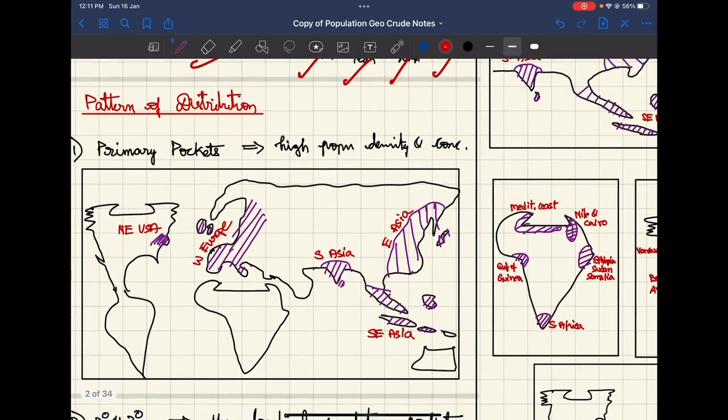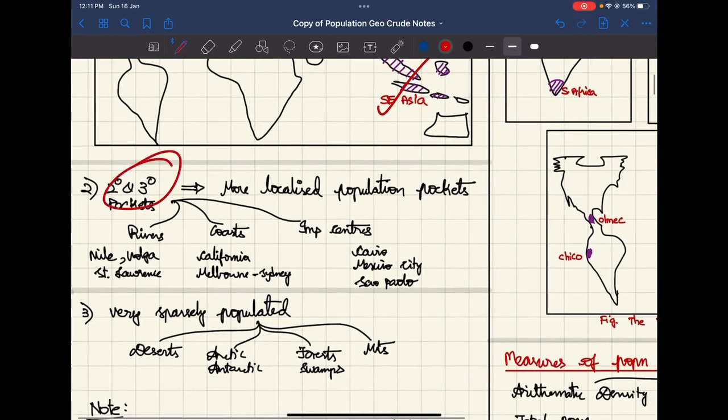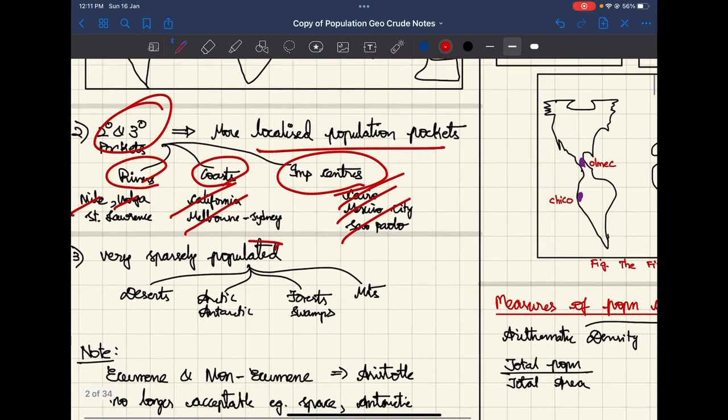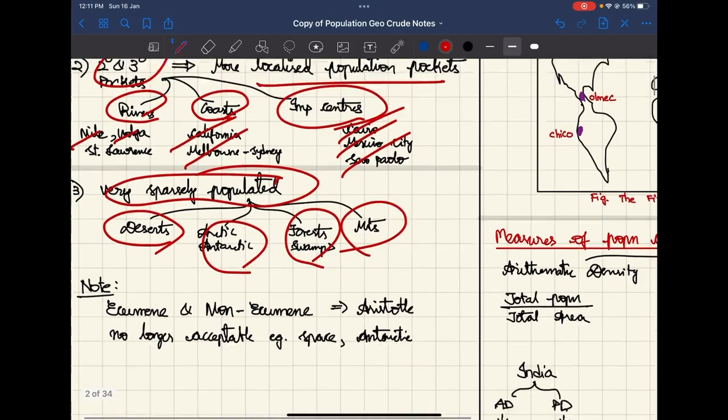There are primary pockets, which are Northeast USA, Western Europe, South Asia, East Asia, and Southeast Asia. There are secondary and tertiary pockets, which are more localized population pockets. We have rivers like Nile and Volga, coasts like California, Melbourne, Sydney, important centers like Cairo, Mexico City, and Sao Paulo. Very sparsely populated areas are desert, Arctic, Antarctic, forest, mountains, etc.